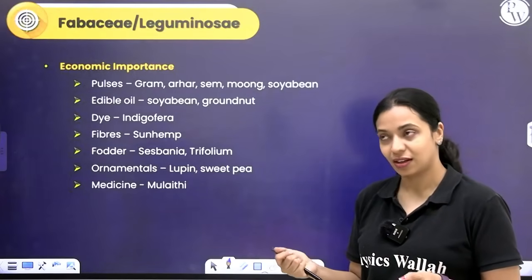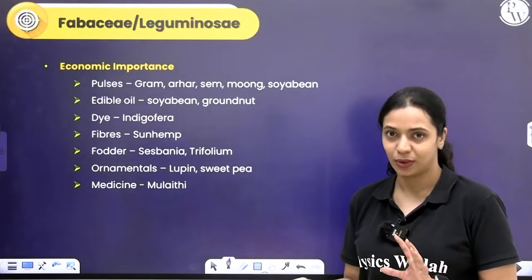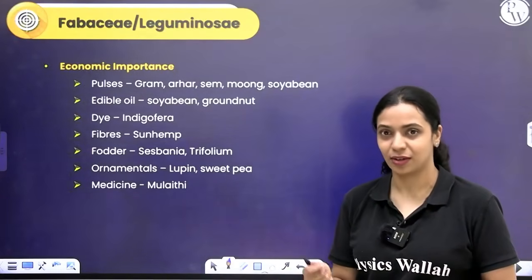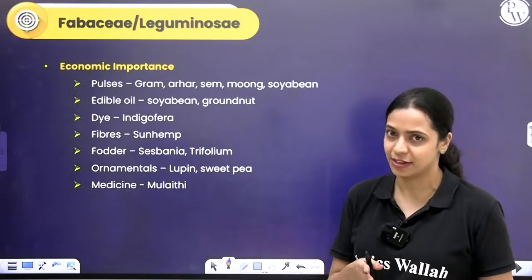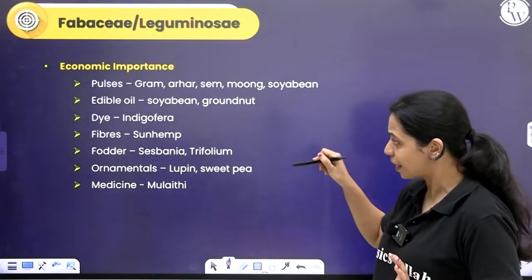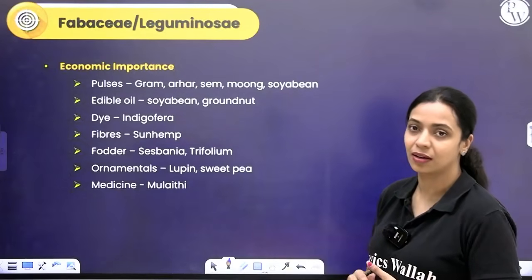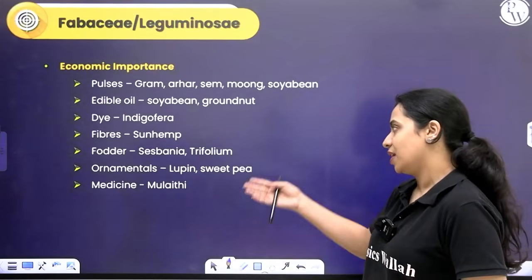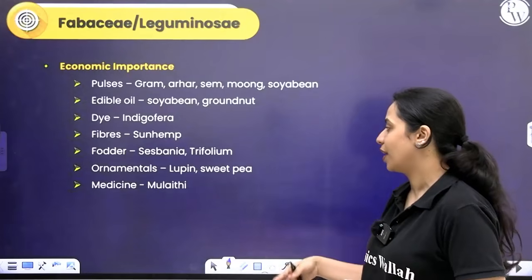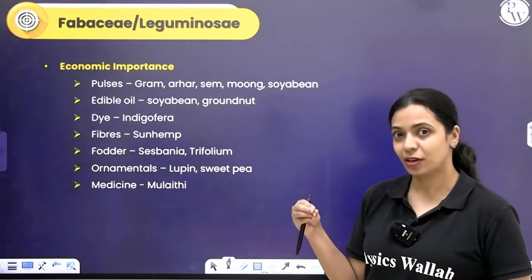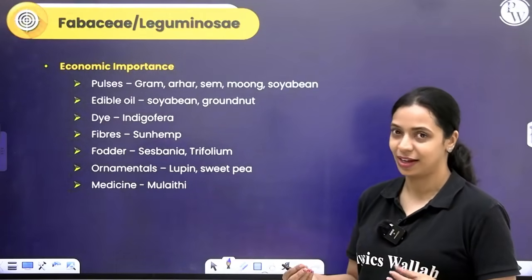I'm sure you've seen clothes that are dyed using indigo, like handloom fabrics like kurtas and bags and saris, you get all of that. Fibers from sun hemp are obtained for commercial purposes. Sesbania and trifolium are used as fodder for animals. Lupin and sweet pea are ornamental plants because they produce very pretty butterfly-like flowers.